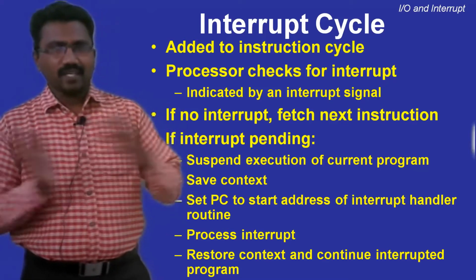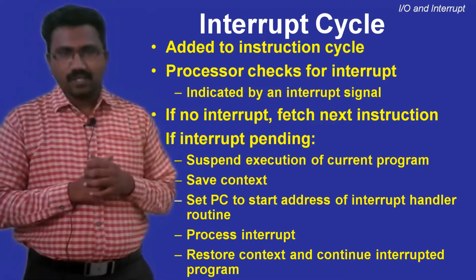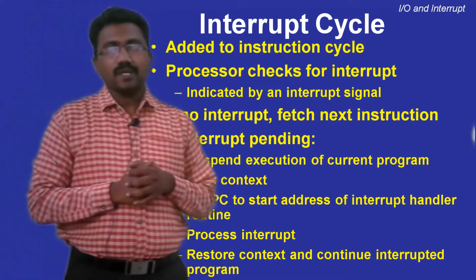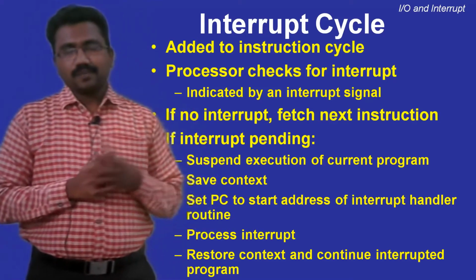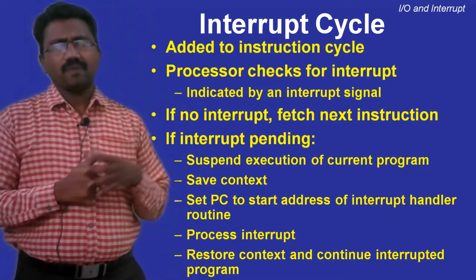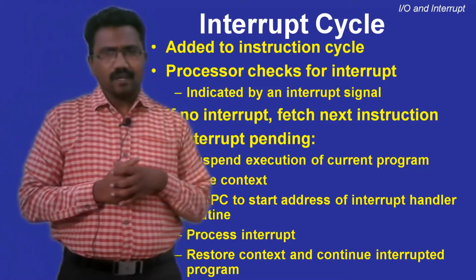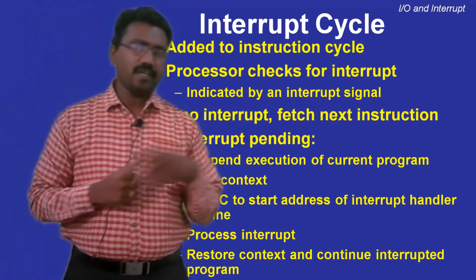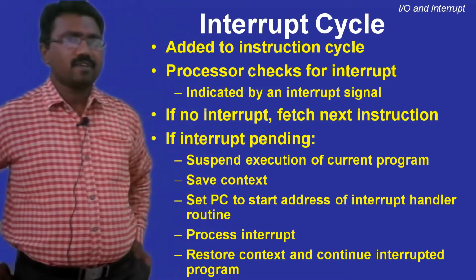So it sends a signal. What is the signal? Interrupt request. Interrupt is a signal, the interrupt request. It is a signal from any input or output device for service by the processor. Any input or output device can send a request to the processor.